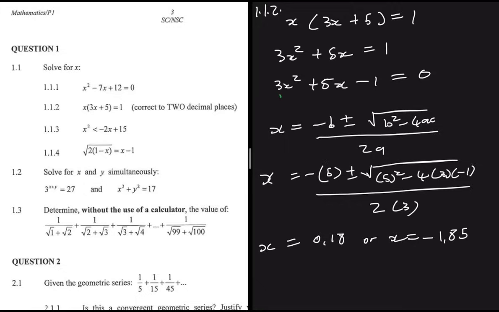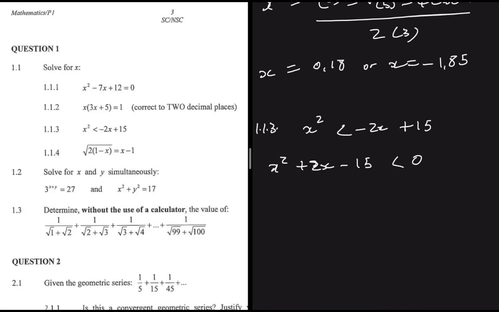Let's see if we can do 1.1.3, right? It looks a bit more interesting. So for 1.1.3, we have x squared, which is less than minus 2x plus 15. Let's take minus 2x plus 15 to the left hand side and see what we get. We're going to have x squared plus 2x minus 15 being less than 0.